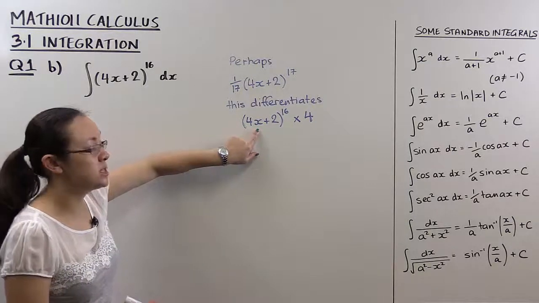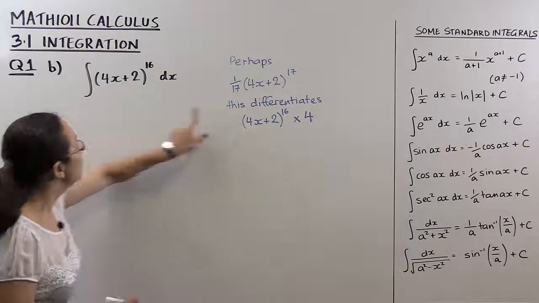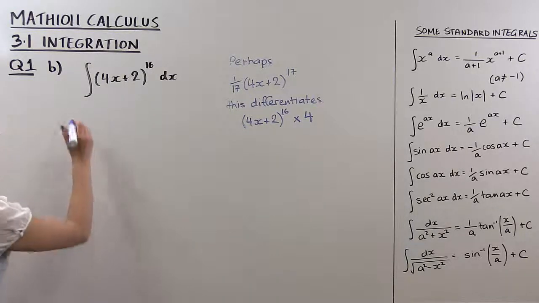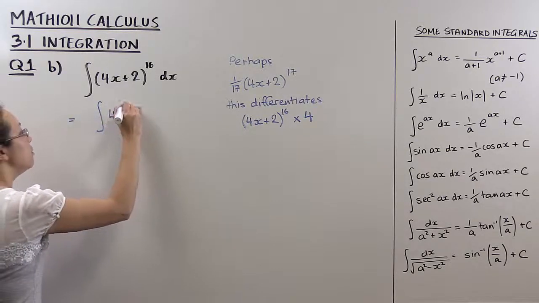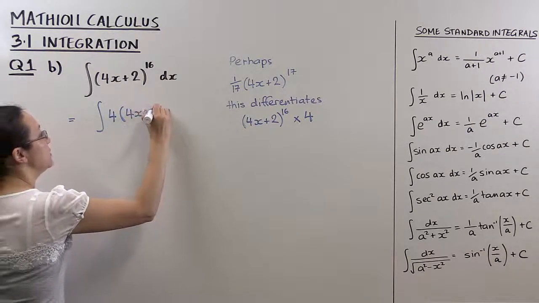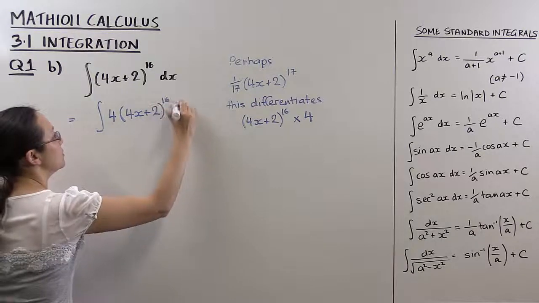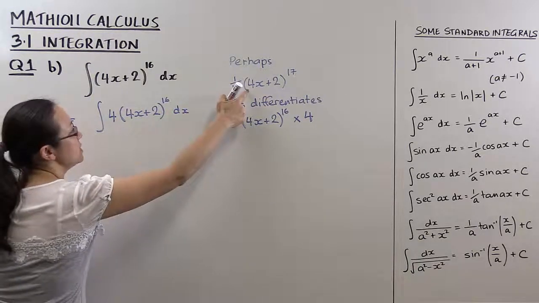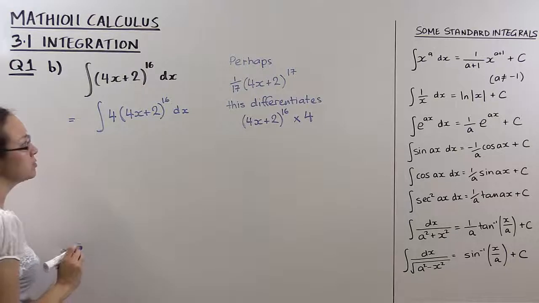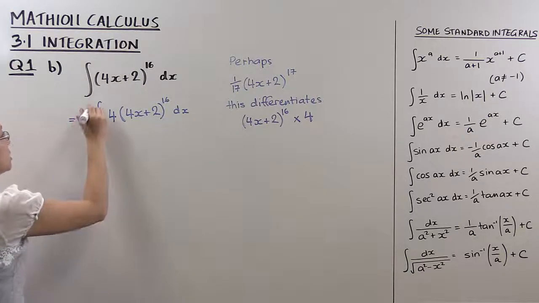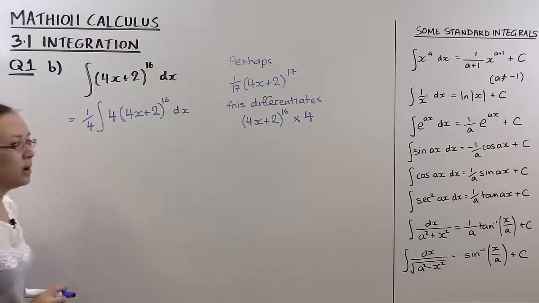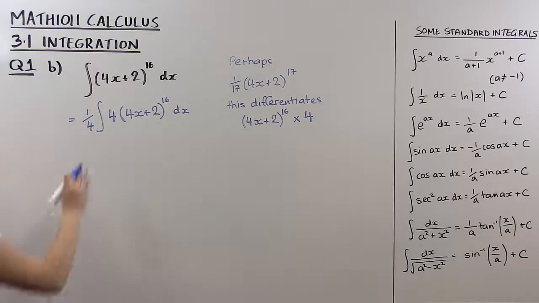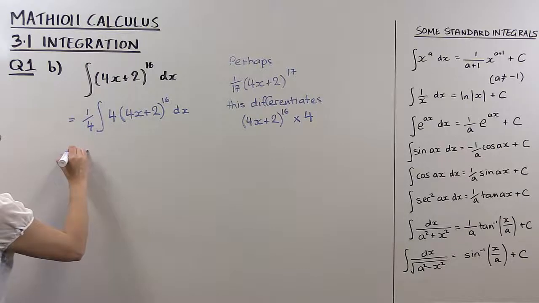(4x + 2)^16 times 4. So if I want to anti-differentiate this, if I want to reverse that chain rule, I really need 4 of these for my answer to be 1/17 (4x + 2)^17. I can't change the question though, so what I'm going to do is multiply by 4 and multiply by 1/4, so I haven't changed the question that I've been given.